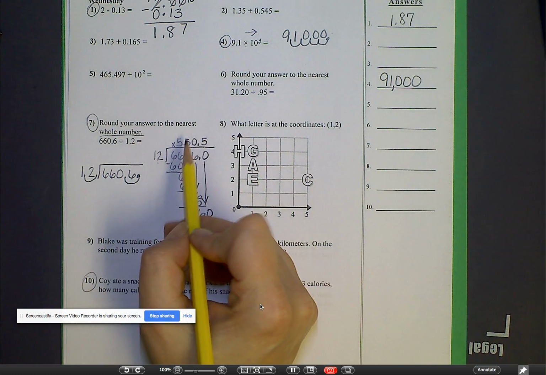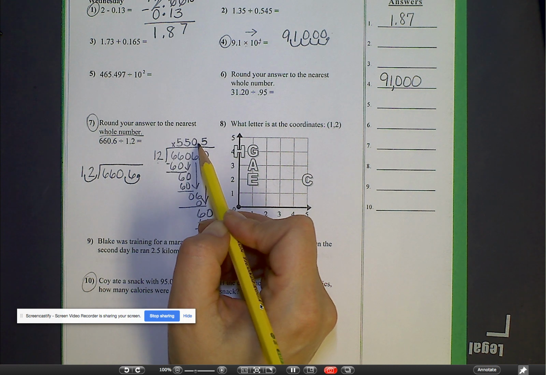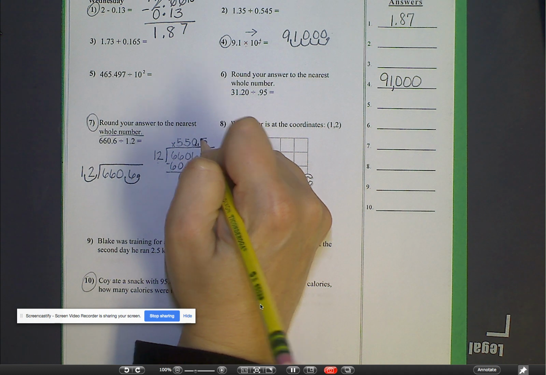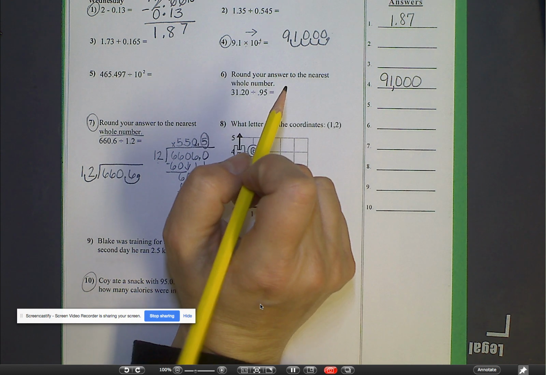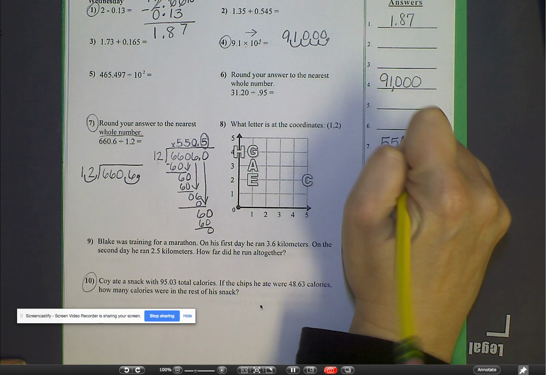So my answer is 550 and 5/10. With that said, I'm going to round to the nearest whole number. So the nearest whole number would be this 0. So I underline and then circle next door. Is this 5 big enough to change that to a 1? The answer is yes. So the answer to number 7 is 551.